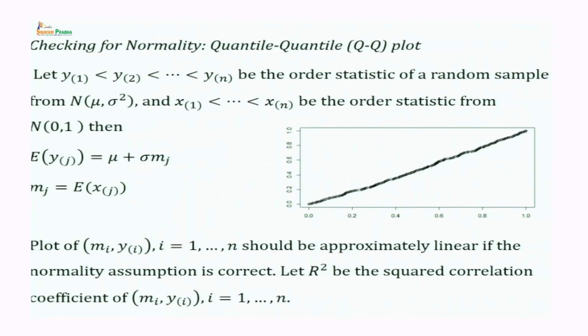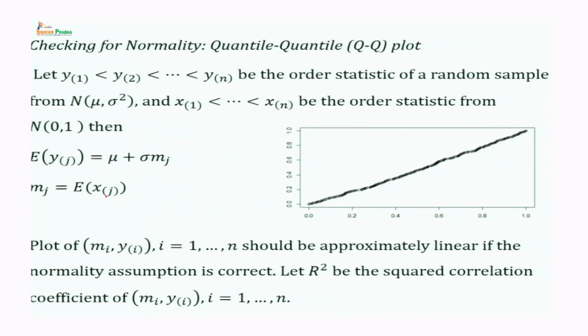Now, actually this is an order statistic from normal mu sigma square if and only if you have taken observations from the normal distribution. Then expected value of y j is equal to mu plus sigma m j, where m j is equal to expected value of x j. Now, this is the basis for QQ plot. Expected value of y j is a linear function of expected value of x j.